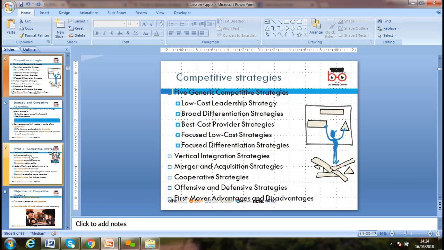Other things, prime location, that can be a competitive advantage because competitors maybe don't have it. We'll discuss today vertical integration and merger and acquisition. A lot of companies, to obtain the competitive advantage for the organization, focus on merger and acquisition. So cooperative strategies, and we're looking at the offensive and defensive. We'll go for offensive, or we can defend ourselves.